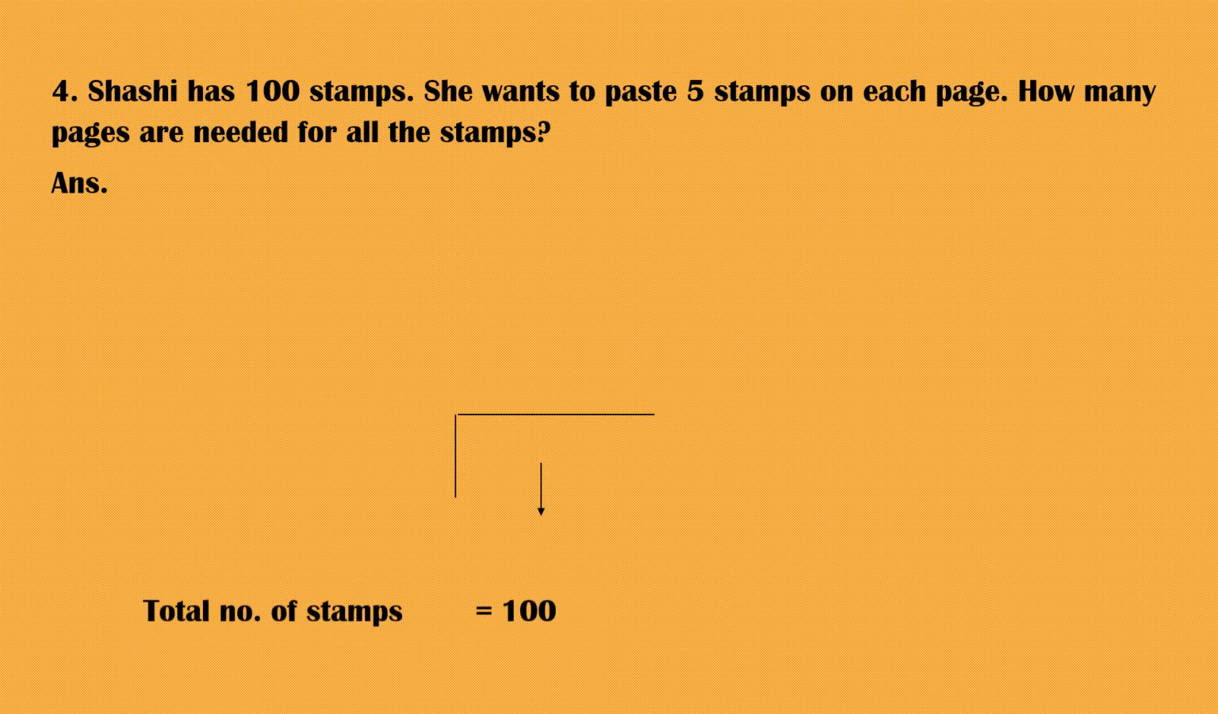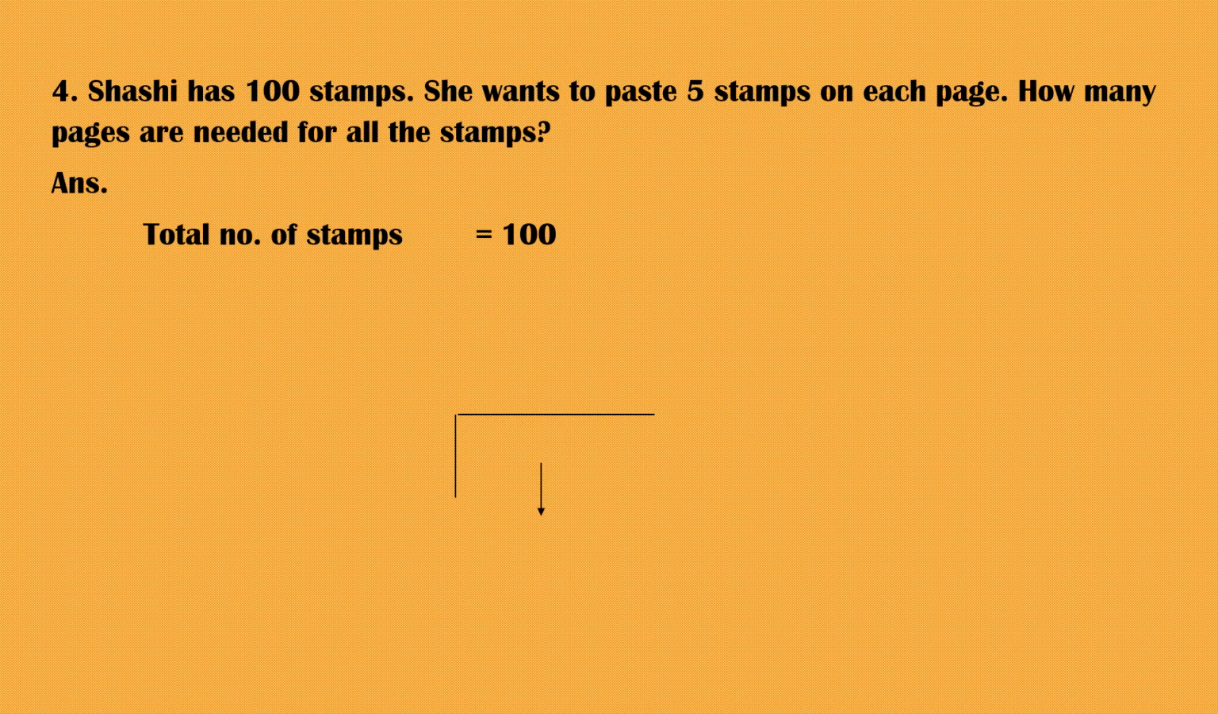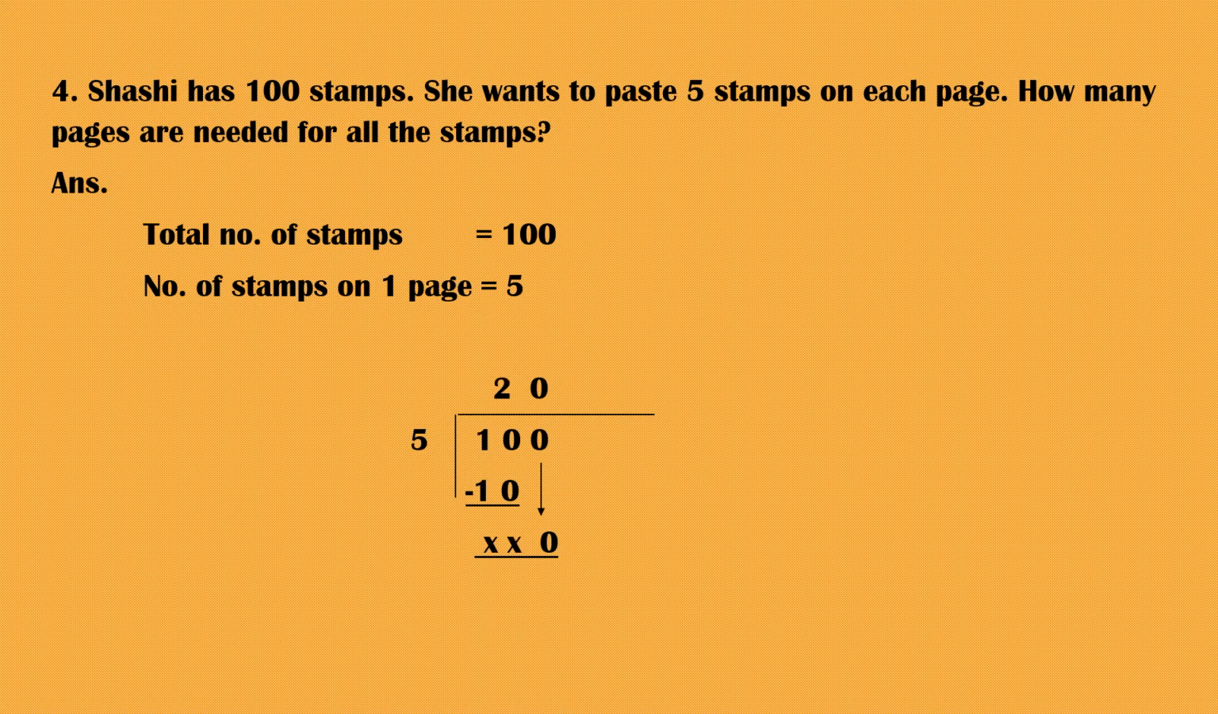So, children, you are going to divide it. The total number of stamps you mention first, 100. Then the number of stamps on one page that you have to paste, that is 5. So, for the number of pages needed, what will you do? You will divide 100 by 5. So, you will get 20. You can see here how. 5 10s are 50, then 0 is there, put 0 as remainder and put 0 in the quotient also. So, the number of pages needed, that is 20.